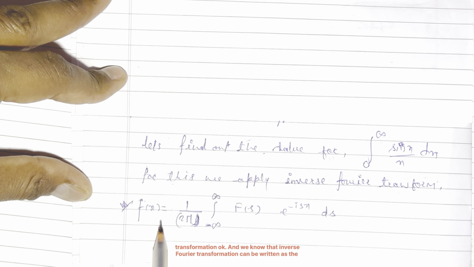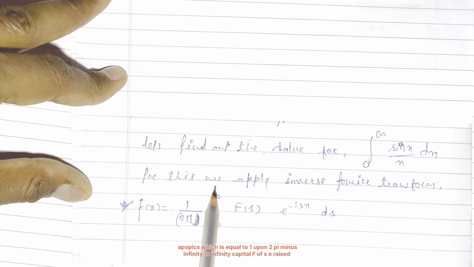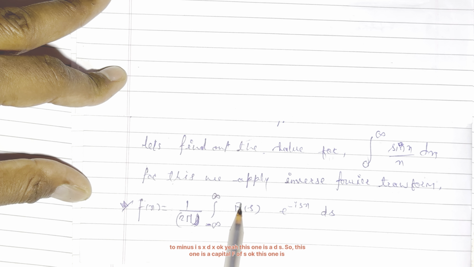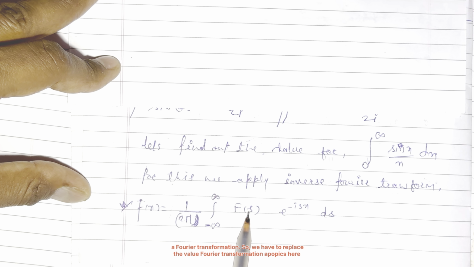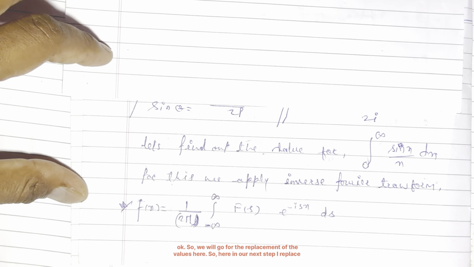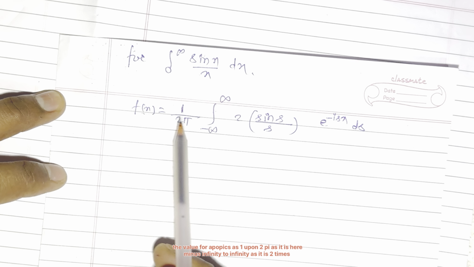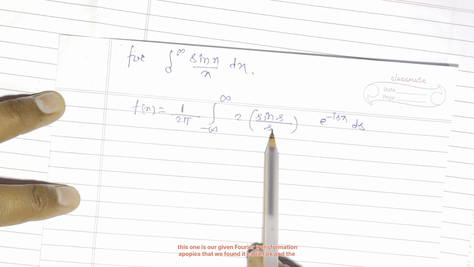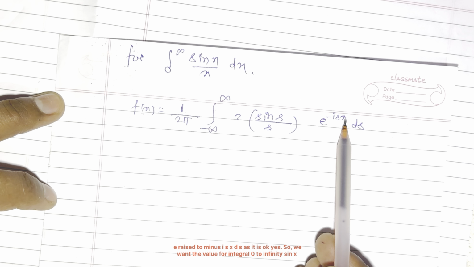We know that inverse Fourier transformation can be written as f of x equal to 1 upon 2 pi, integral from minus infinity to infinity of capital F of s e raised to minus isx ds. This one is a capital F of s, this one is a Fourier transformation. So we have to replace the value of Fourier transformation F of s here. So in our next step, I replace the value for f of x as 1 upon 2 pi, minus infinity to infinity, 2 times this one, our given Fourier transformation F of s that we found earlier, and e raised to minus isx ds as it is.